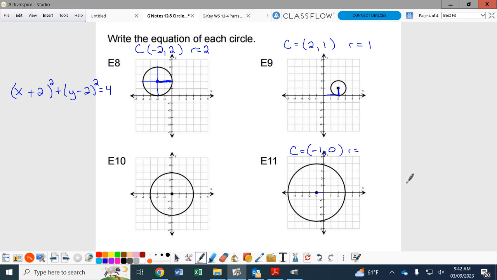Then the radius, you're going to count blocks. It doesn't matter what direction you draw it in. How many blocks does that radius make, guys? 4? You see how it's 4? Okay, good deal. Let's go ahead and finish out.